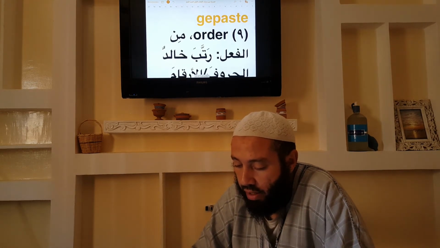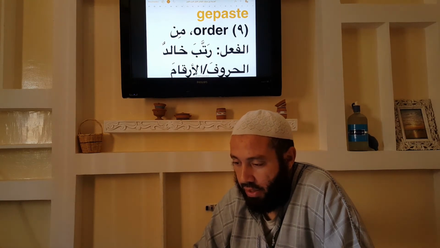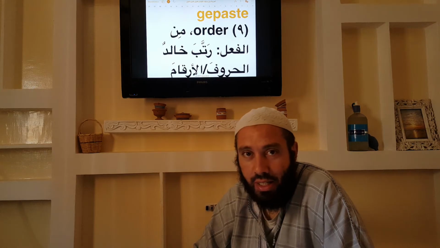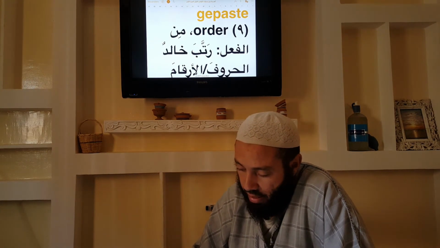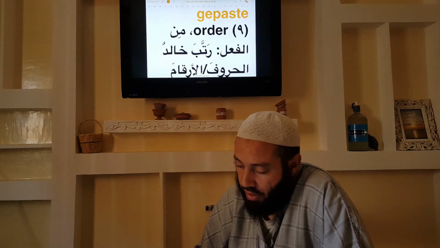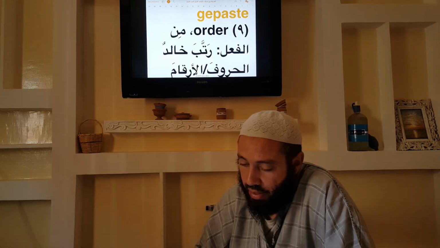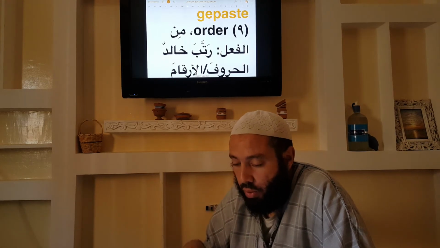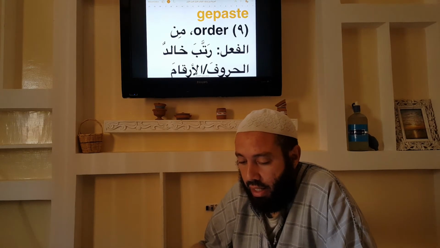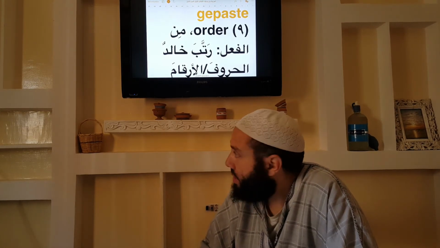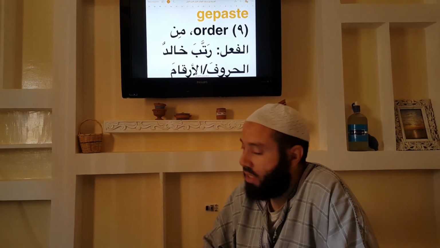So you have, for example, الحروف الهجائية, what is the alphabet, letters. If they're not ordered, so not alif, alifun, ba, ta, tha, if they're not ordered, you say, for example, Khalid ordered the letters. So رتب خالد الحروف. Khalid ordered the letters. He has put the letters in order. So رتب is the he form past tense.